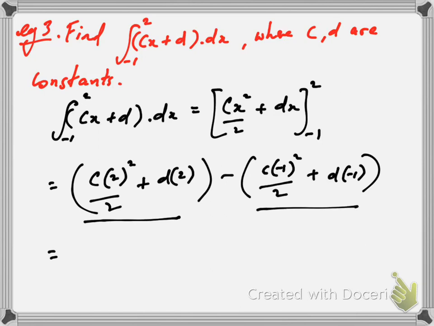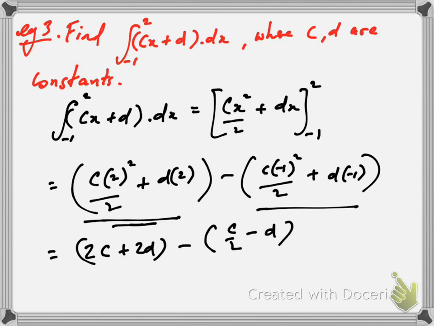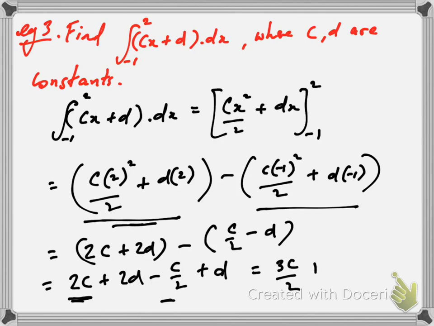So if I simplify this here, I get 2 to the 4 divided by 2 as 2c plus 2d, minus negative 1 squared being 1, so c over 2, minus d. So if I open the brackets, I get 2c plus 2d minus c over 2 plus d. If you combine the 2c and minus half c, that would be 1.5c or 3c over 2, and 2d plus d is plus 3d, and there you go.